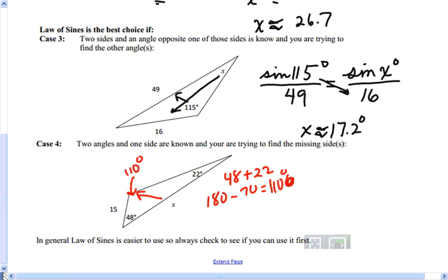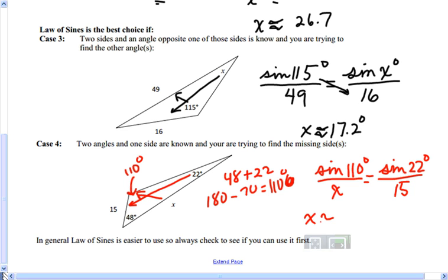So now we can do the sine of 110 over x, and we have an angle opposite this 15 side, so we can use that as our other ratio. Set up the proportion, sine of 22 degrees over 15. Okay, so then to find x, if we use the cross product property, we can take the sine of 110 times 15, divide that by the sine of 22, and that'll give us x. And if you do it correctly, you should get about 37.6.